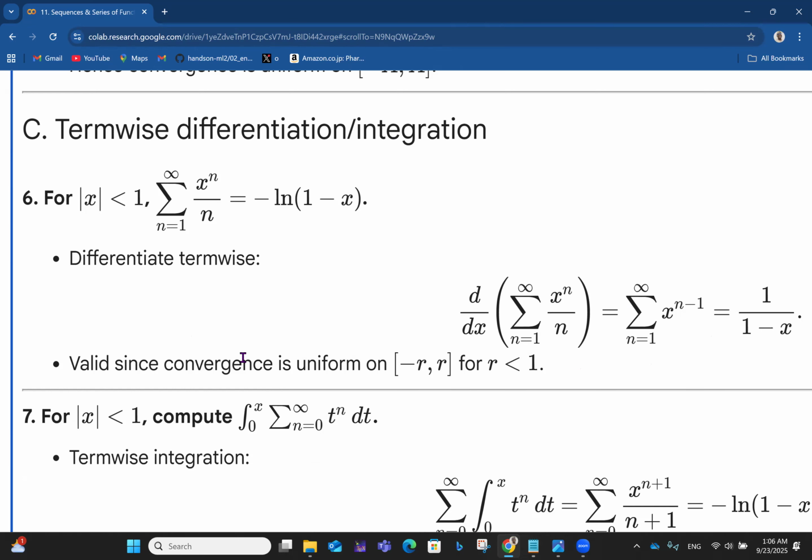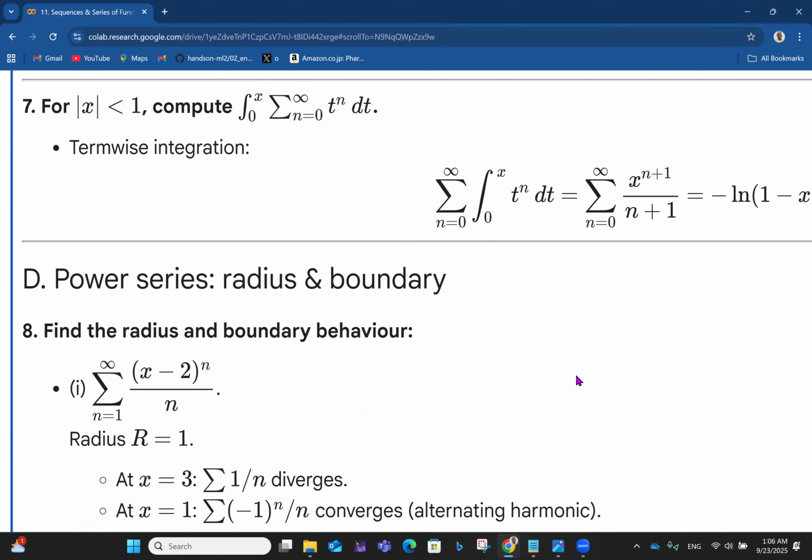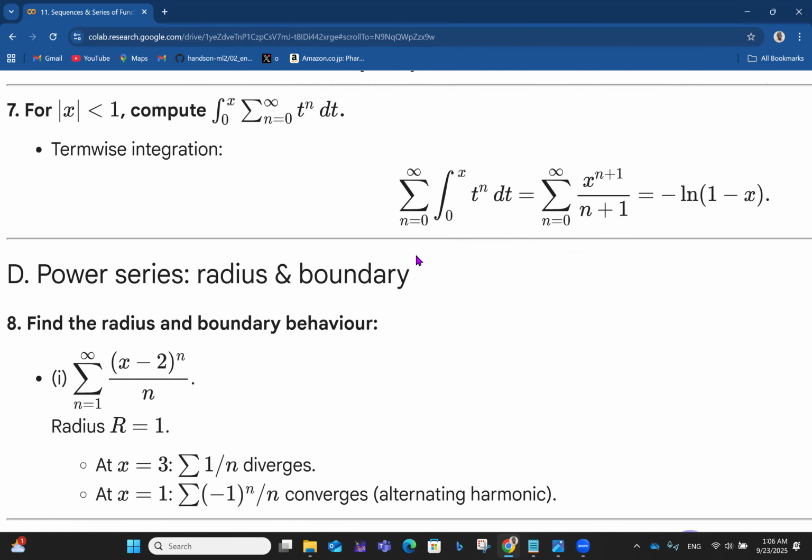This is valid since convergence is uniform on the closed interval minus r to r, for r less than 1. So for x less than 1, we can compute the integral from 0 to x of the summation from n equals 0 to infinity of t^n dt. For term-wise integration, we have the summation from n equals 0 to infinity of the integral from 0 to x of t^n dt, and we have the expression summation from n equals 0 to infinity of x^(n plus 1) over n plus 1, and that is equal to minus ln of 1 minus x.